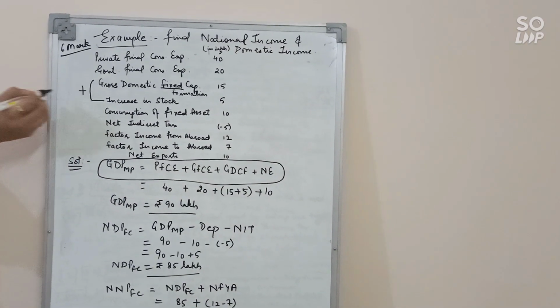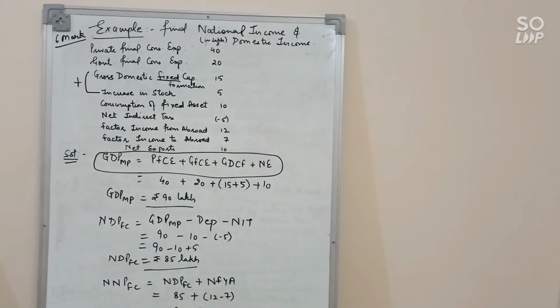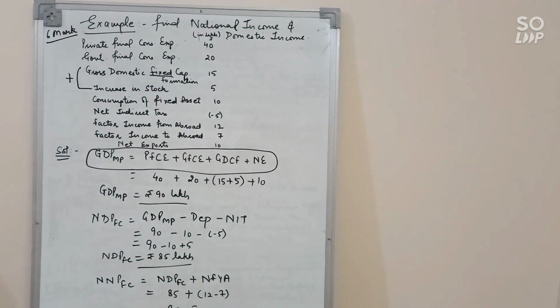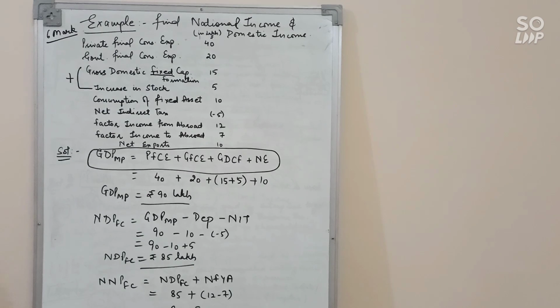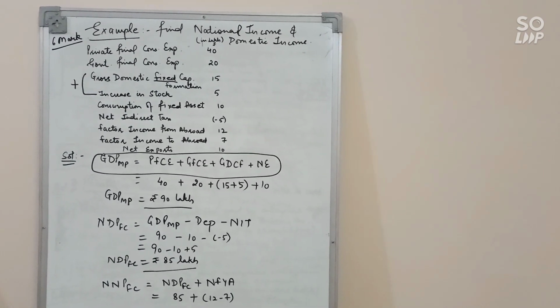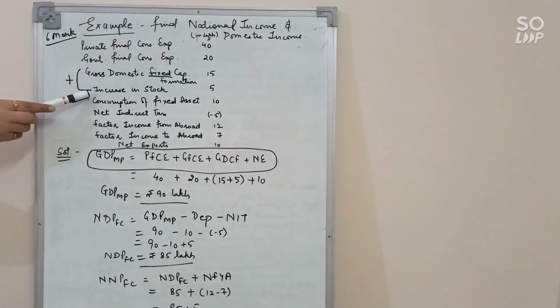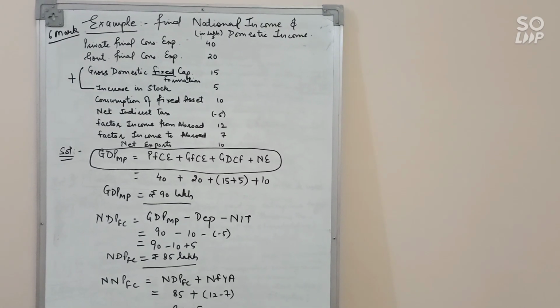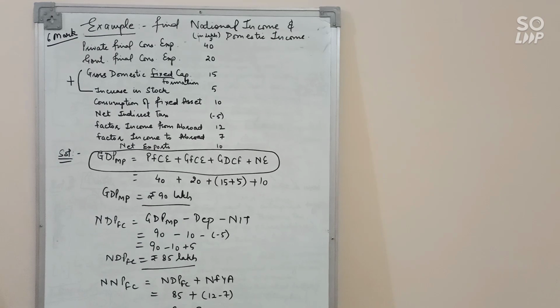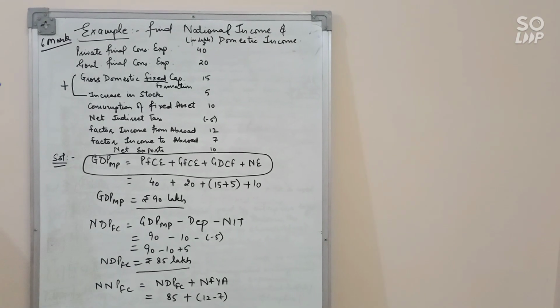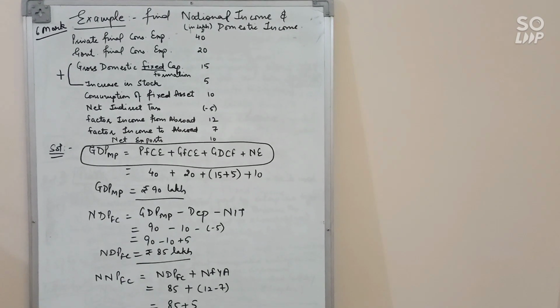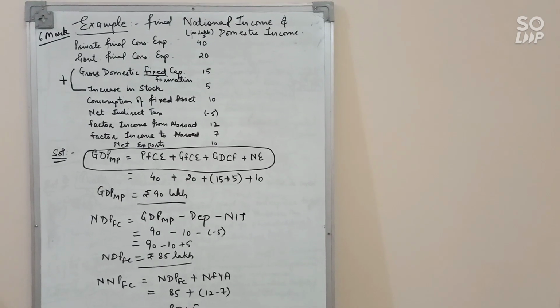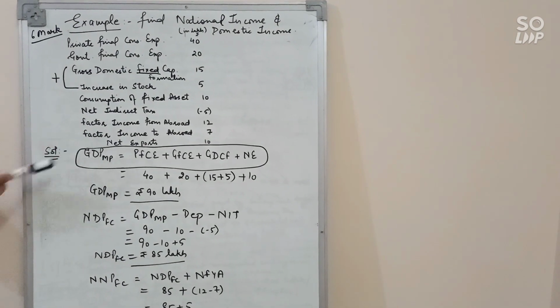So we'll add these 2, that is gross domestic fixed capital formation plus change in stock. Change in stock is also known as increase in stock. Okay, so we'll add these 2, 15 plus 5. If we have the word decrease here, it means that change in stock is in negative form. So be careful while using increase or decrease. So 15 plus 5 is GDCF, plus net exports. Net exports again is given directly, that is 10.